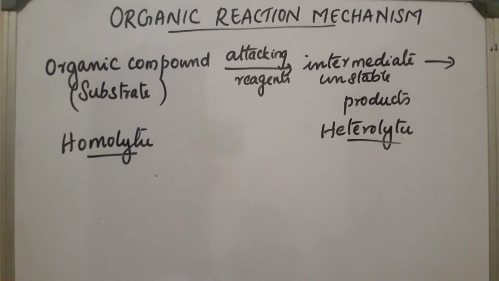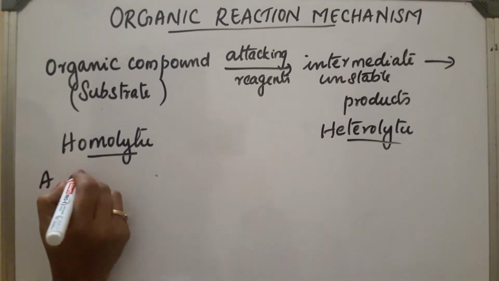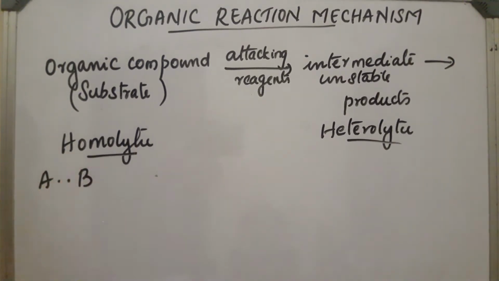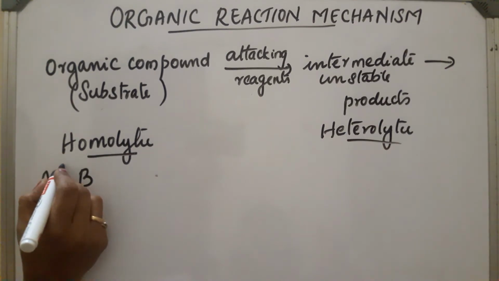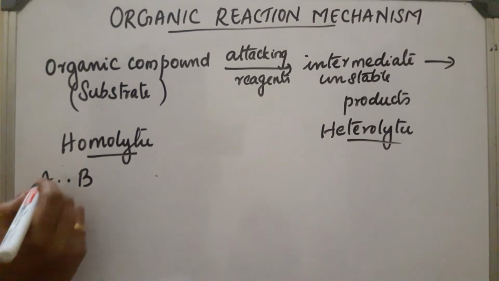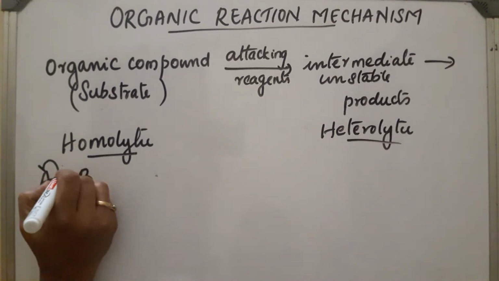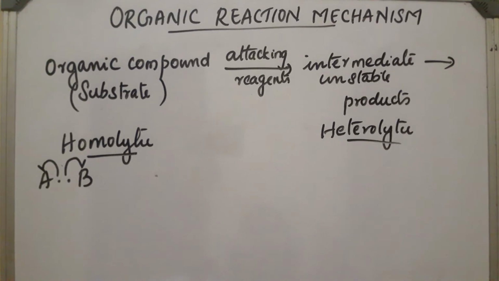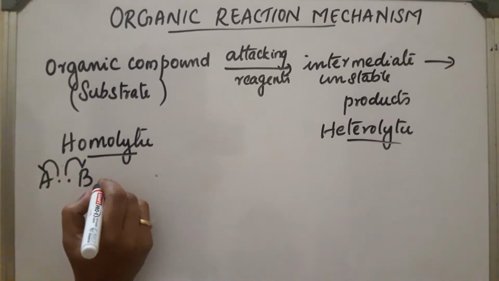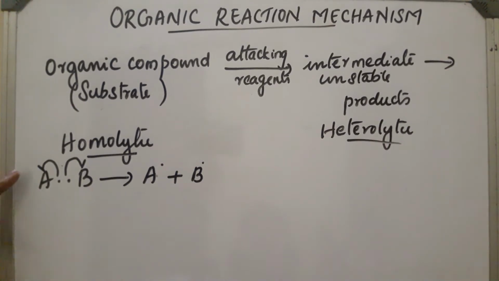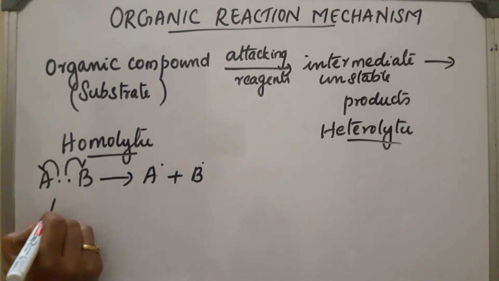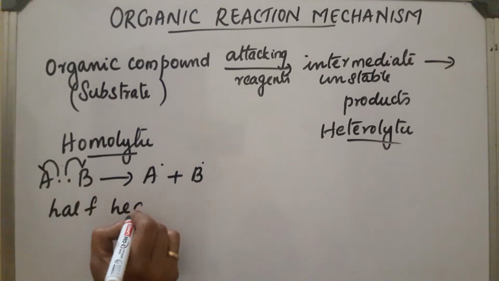In the case of homolytic cleavage, consider a molecule containing two atoms A and B, with a covalent bond between them, and this covalent bond contains two electrons. In homolytic cleavage, the covalent bond breaks and each electron moves towards each atom, or we can say the electrons are uniformly distributed between the two atoms. These two intermediates are formed, and these arrows are called half-headed arrows.